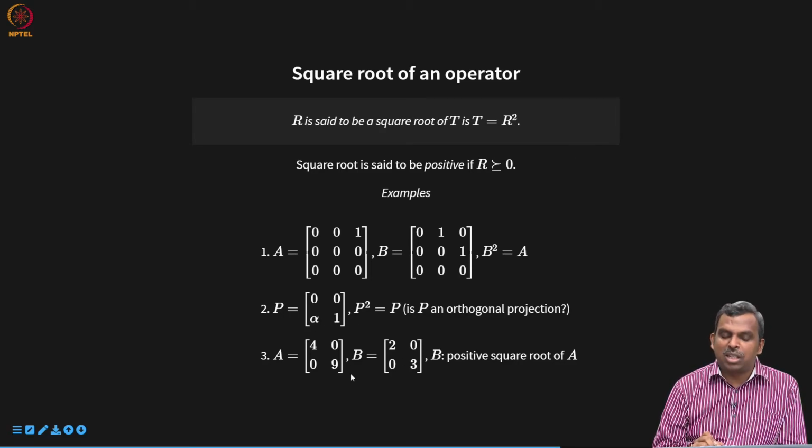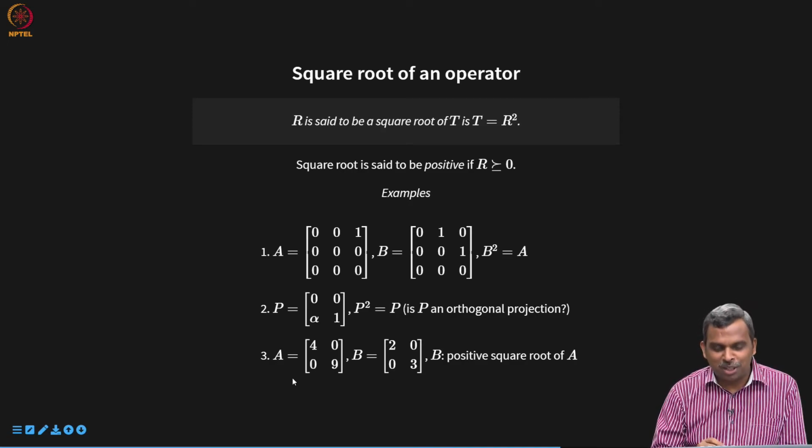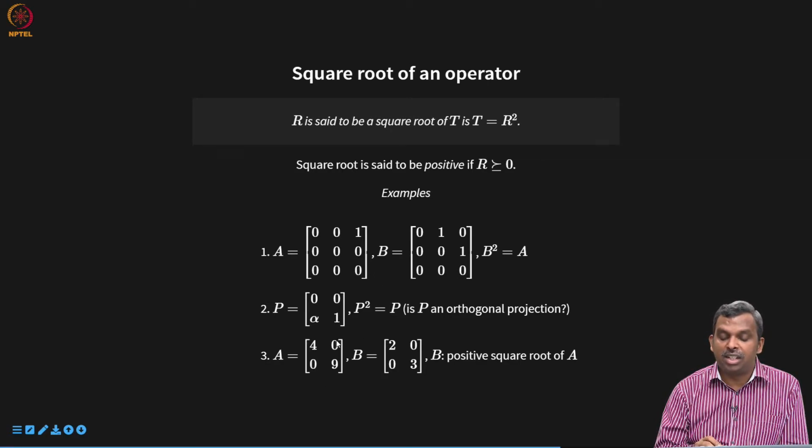But here is a very much more typical example. So here is A, which is 4, 9 on the diagonal, and B is 2, 3 on the diagonal, and it's a positive square root. So in this lecture at least, this is a good example for us. So here is a positive matrix, positive operator, which has a positive square root. So that's nice. So in the previous two cases, we did not have a positive square root, particularly when alpha is not 0. Right, so clearly this is not positive, no?